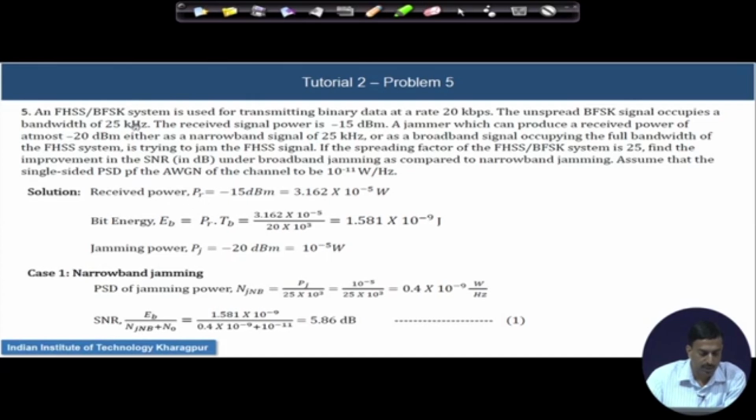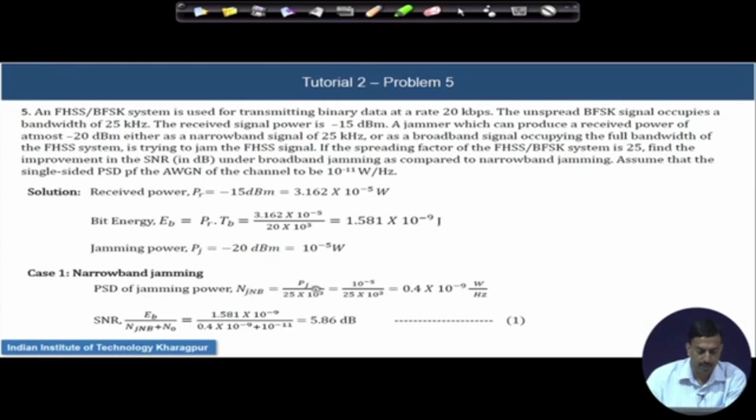So we'll list out the various parameters. To start with, we had the received power in dBm, so we convert it to watts, and we are also given the bit rate, that is 20 kbps. Based on that, we know the bit duration, which will be 1 by 20 kbps. Based on this data, we find out the bit energy, which will be equal to power times time, which gives us the bit energy at the receiver. The jamming power is specified already as minus 20 dBm, so we convert it to watts. And so we solve the first case, which is a narrowband jammer.